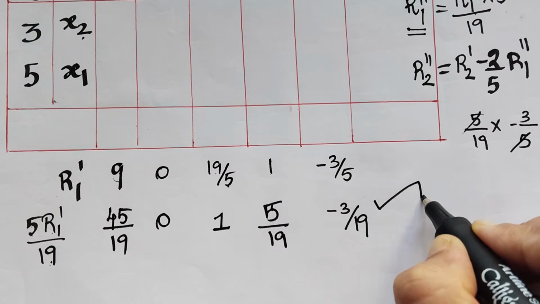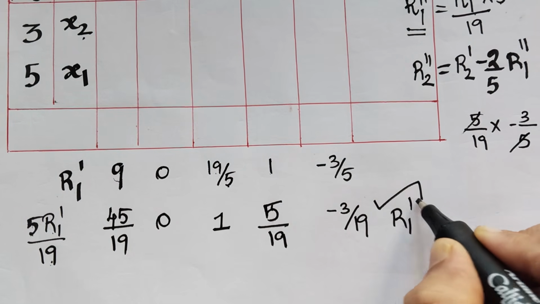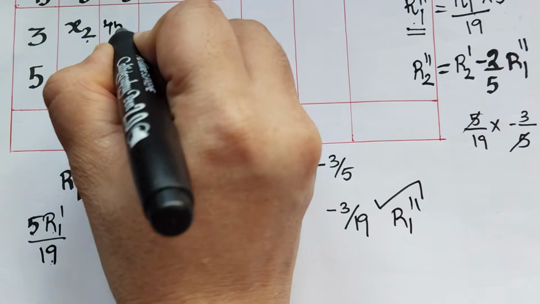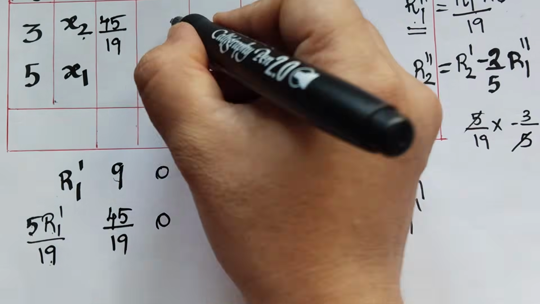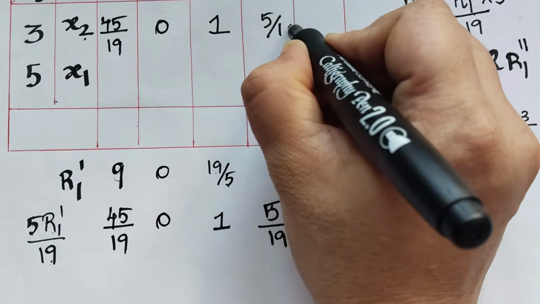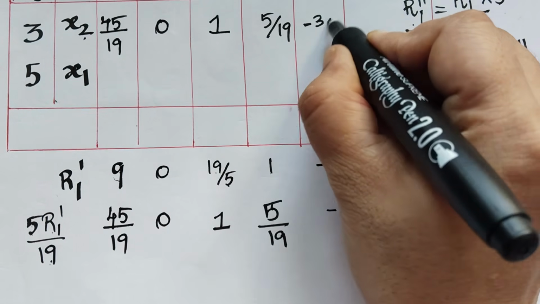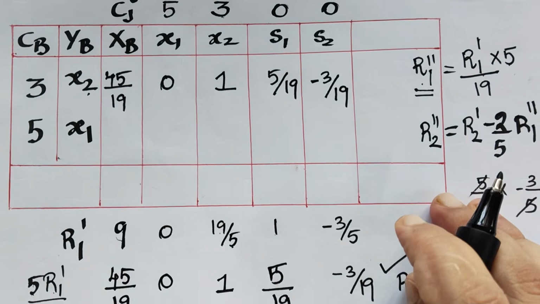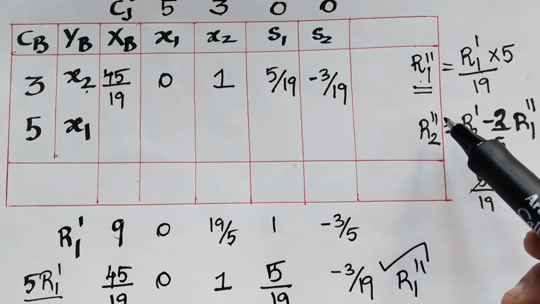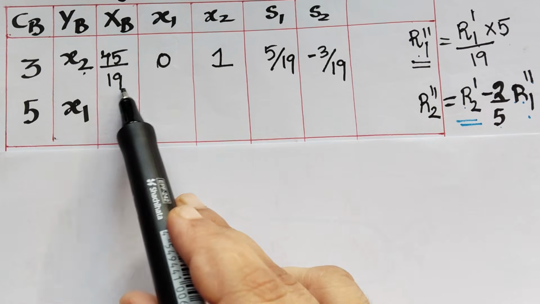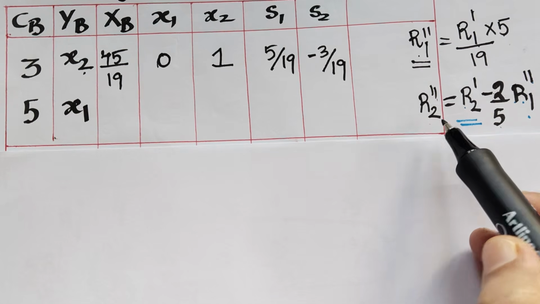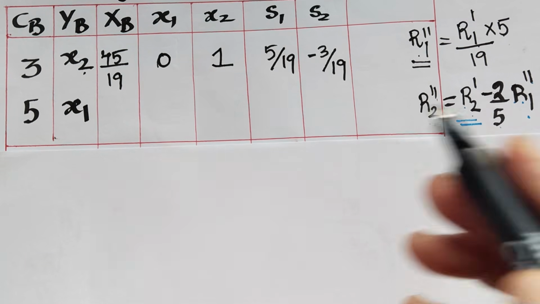So we have found the new R1 double dash equation. That is this equation we have obtained. So we can update it here. So 45 by 19 and then 0 and then 1 and then 5 by 19 and then minus 3 by 19. So we have obtained this row R1 double dash. Next step is we have to find R2 double dash. Finding R1 double dash, we have completed this row. Next we shall find R2 double dash. For that, first we should take and write R2 dash.